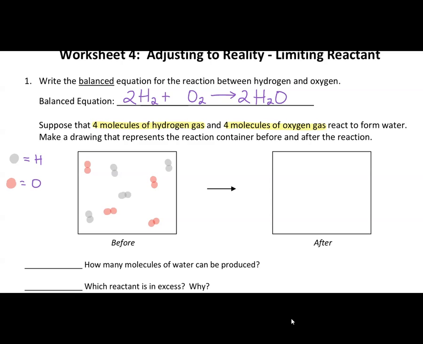We know every 2 hydrogens and 1 oxygen are going to give us 2 waters, so I'm going to circle 2 hydrogens and 1 oxygen, and I know that's going to give me 2 waters, so I'm going to go ahead and draw that in my product or my after box. We know by now very well what water looks like, so let's make sure and make it bent.